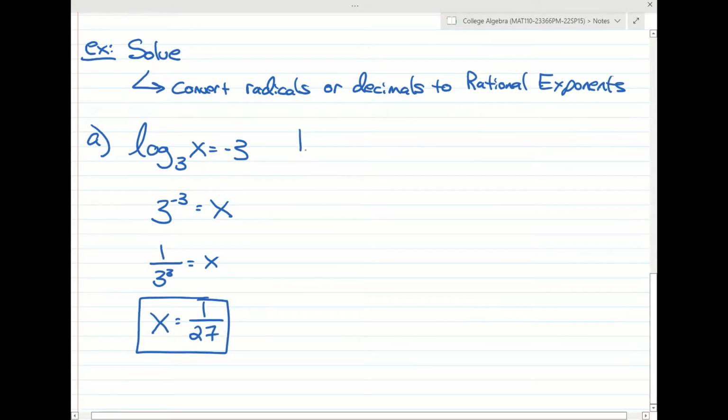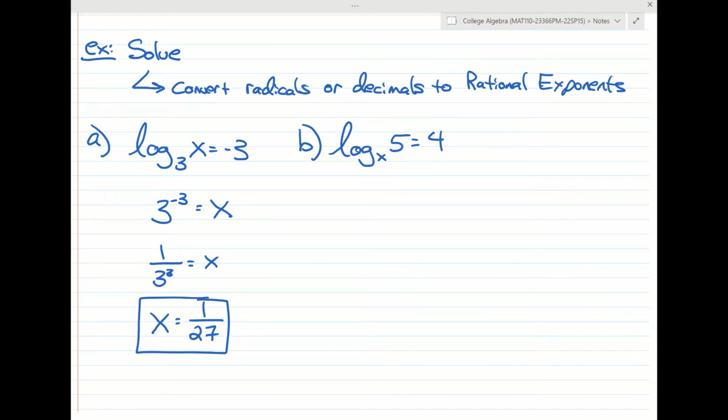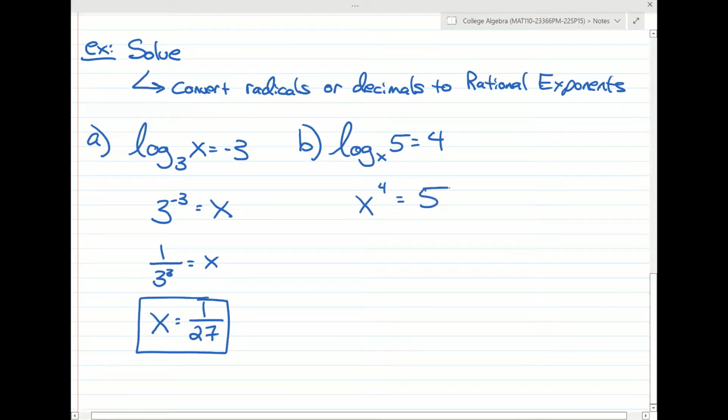What if you had log base x of 5 is equal to 4? Again, the way we get rid of log is we do the crisscross. So this would be x to the 4th power is equal to 5. You don't want to know what x to the 4th is, so we could just take the 4th root of both sides. We get x is equal to the 4th root of 5.